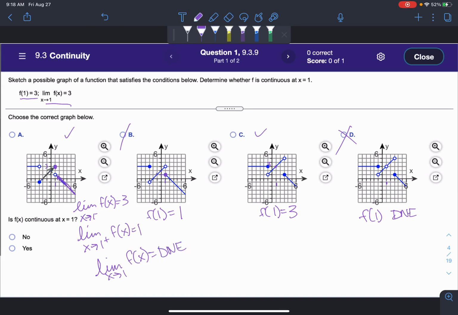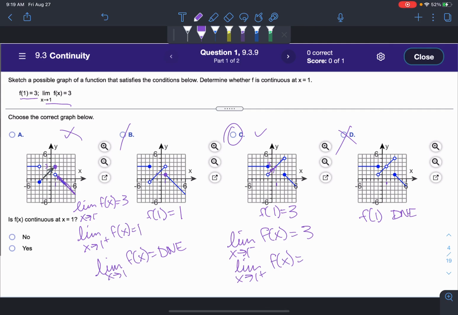So let's throw out A, and C is likely our answer, but we can verify. So again, you want to do the same game where when you're finding the left side limit as we approach 1, and so if we go from the left, trace left to right, it looks like we're going to 3. And then let's check out the right side limit.